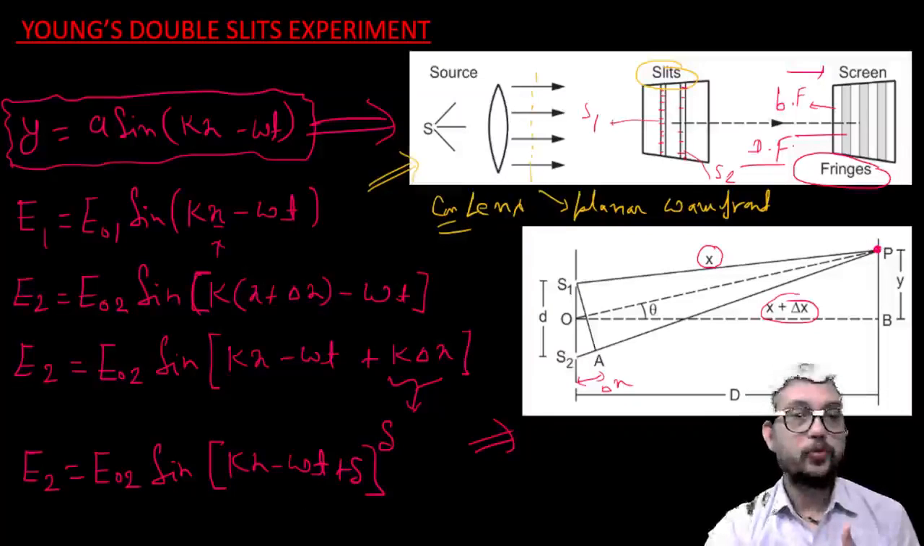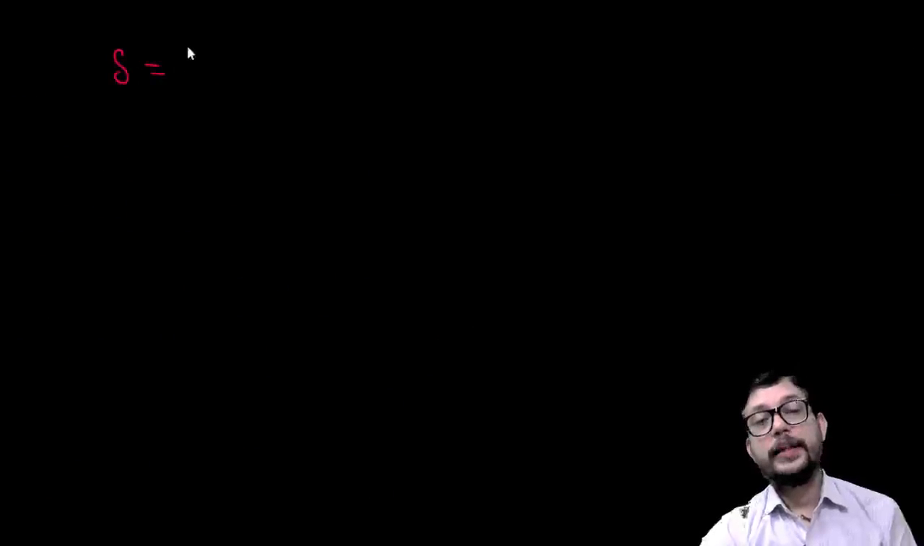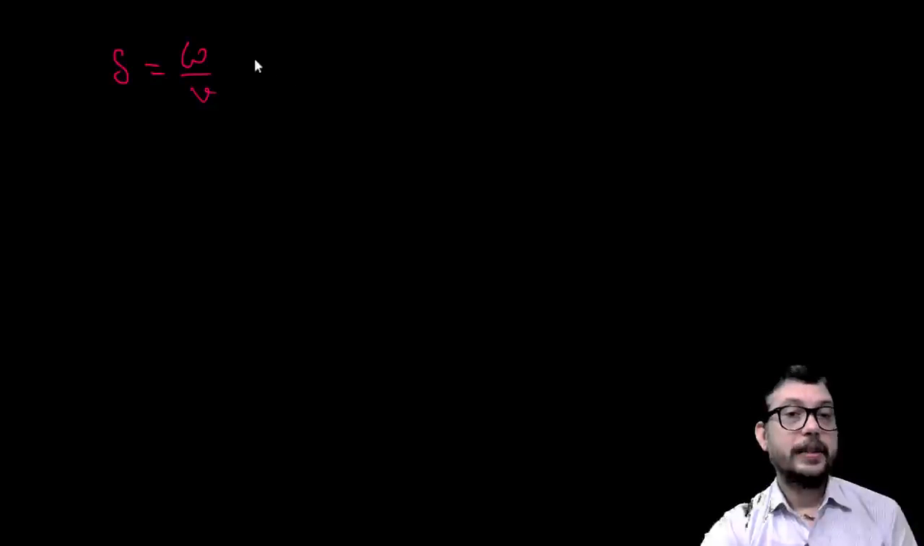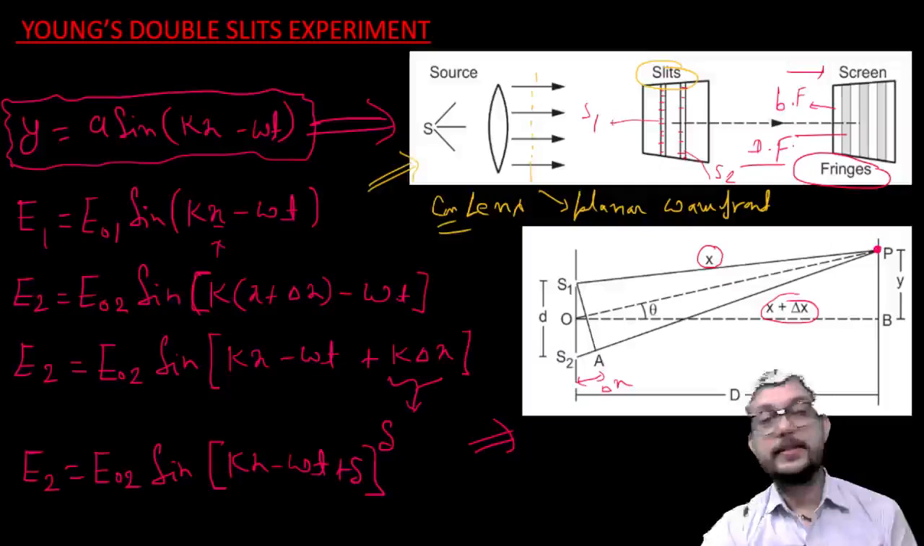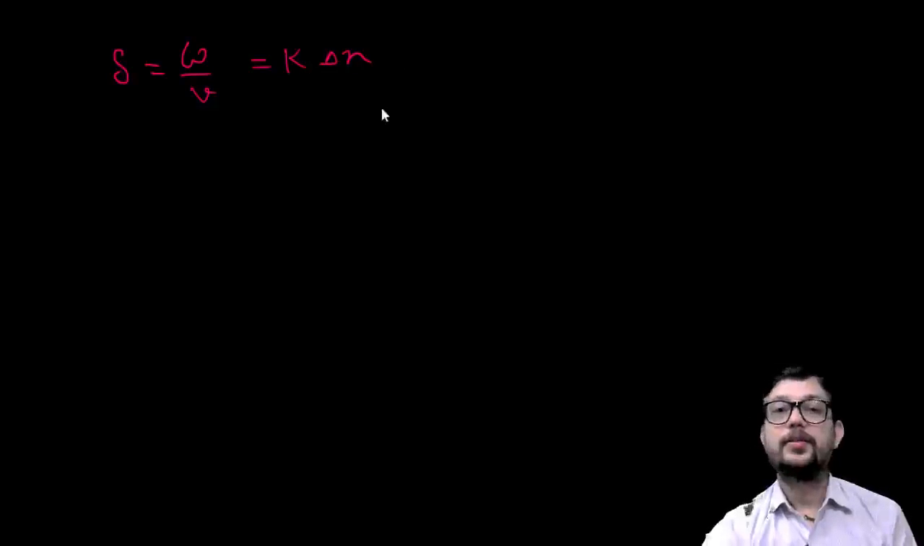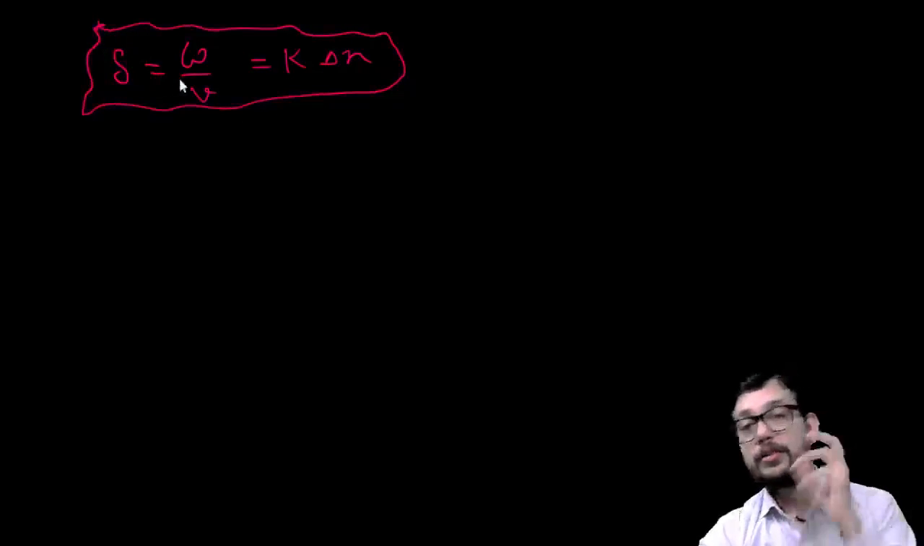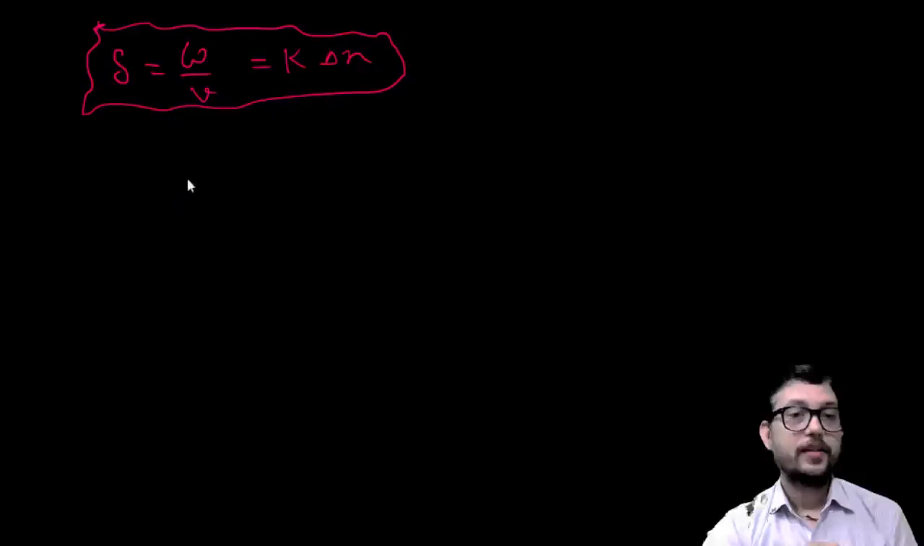Up to here I hope and believe that everything is clear now. So delta can also be written as omega divided by v, and as you can see here, it is equal to k times delta x. So you have to remember the value of delta, the phase angle, here.